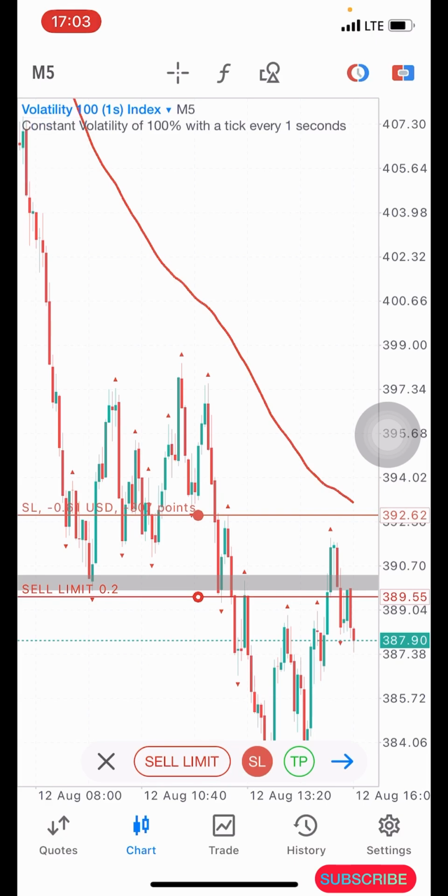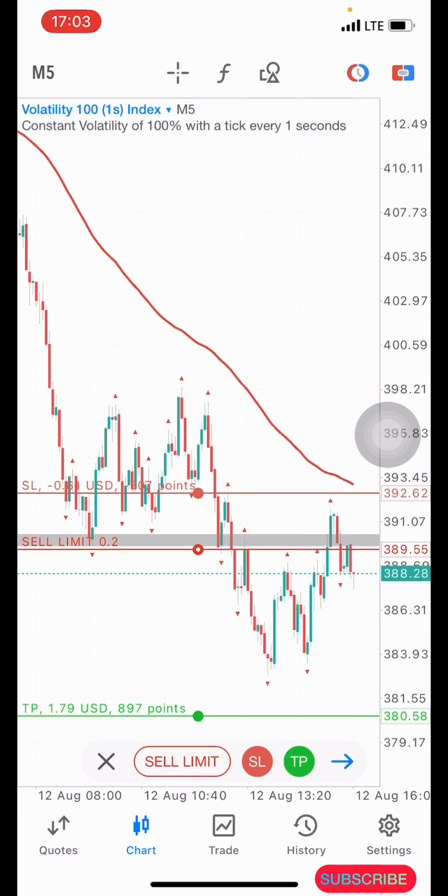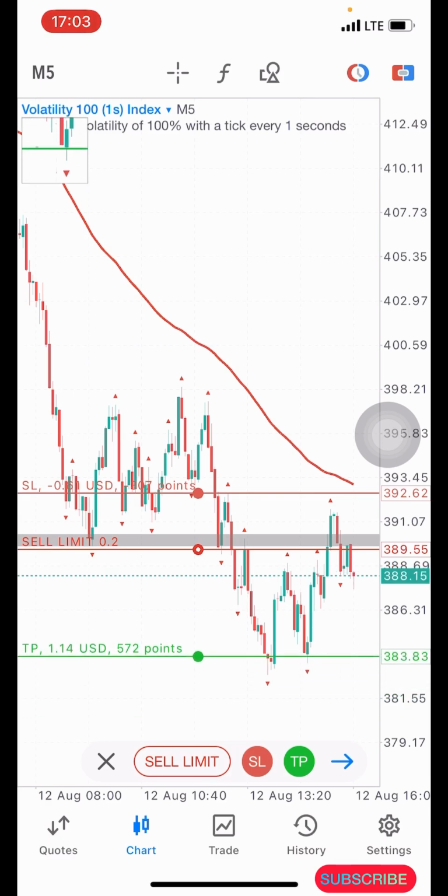And here the stop loss is 0.60 cents. So your TP now is going to be times 2 of that. So your TP now is going to be 120.